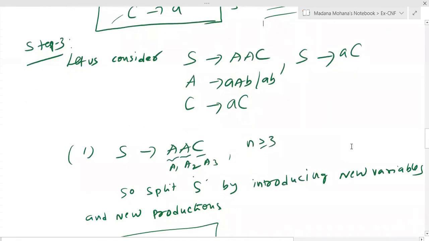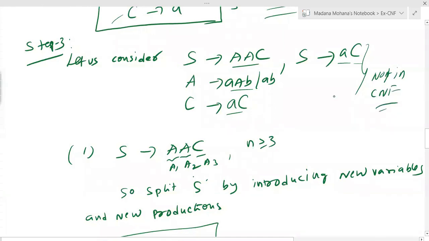Now coming to step 3, let us consider the non-CNF productions. So S derives AAC, S derives terminal A variable C. Then A derives these 2, C derives this one. So these are all not in CNF.